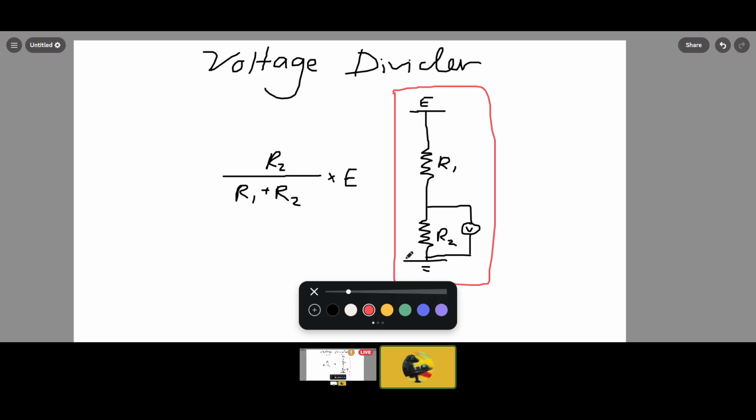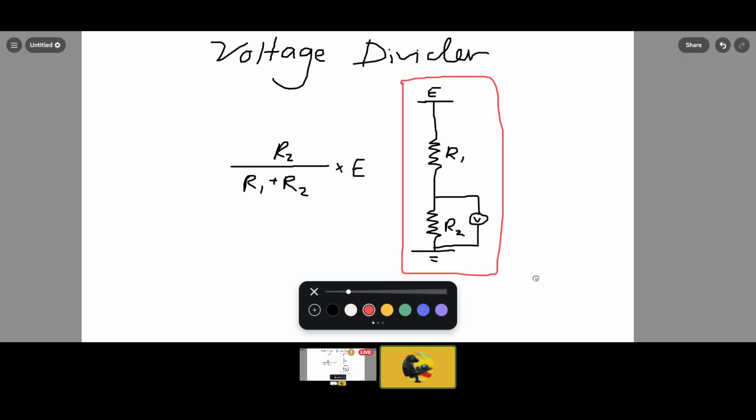One thing to note is that it is a voltage divider, not a voltage producer. So if your main circuit is 5 volts, you can't have it produce 300 volts. How the voltage divider works is its output has to be smaller than your main voltage, which in this case is E.